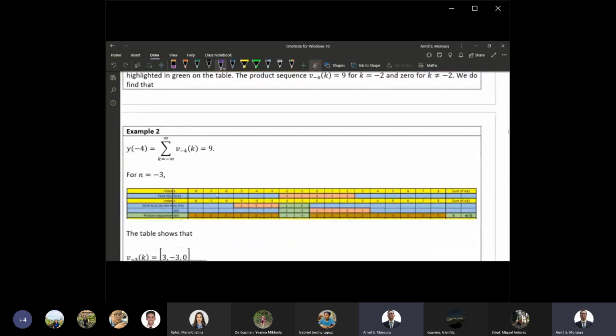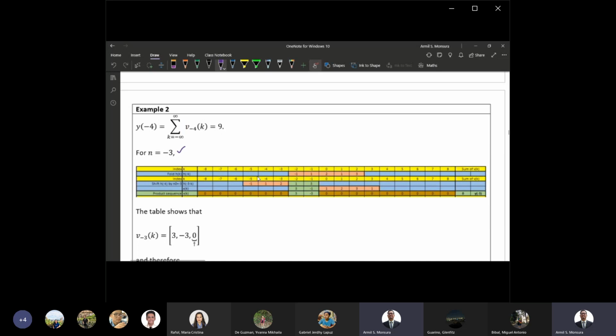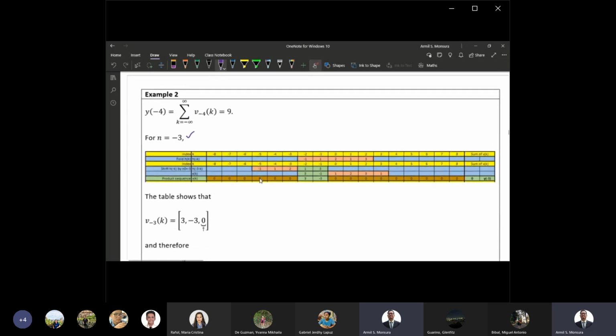So, next. We proceed with n equals -3 as the shift. So, in that case, dalawa na yung overlapping non-zero terms. In this case, your product sequence would then be 0 dito. Tapos meron siyang positive 3 when k equals -2. When k equals -1, that is -3. Tapos 0 ulit siya. Which again, i-add natin lahat ng values ng product sequence niyo, and it turns out na magiging 0 siya.